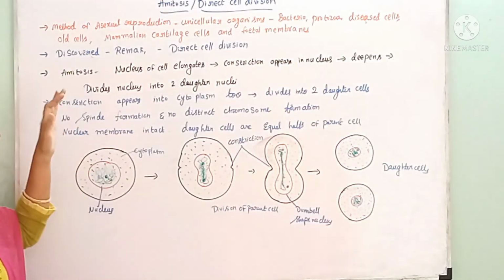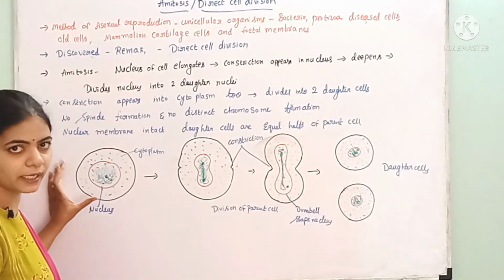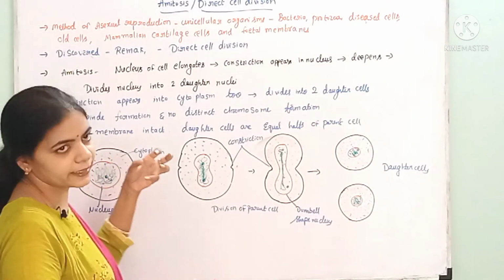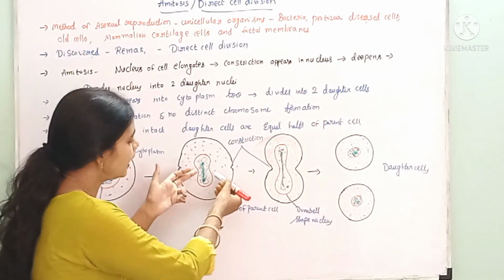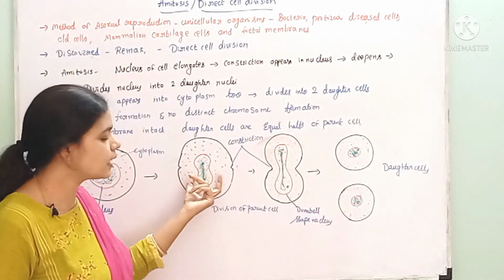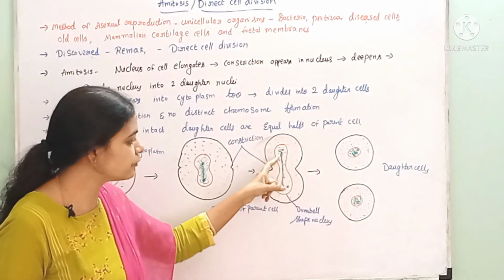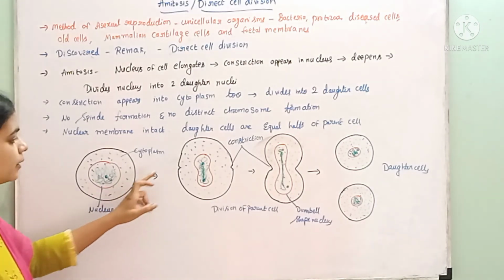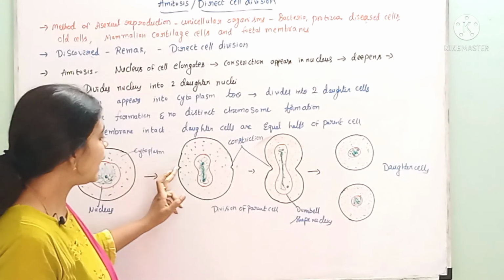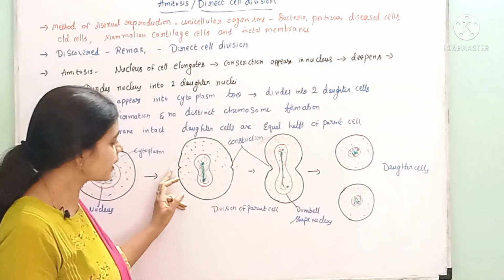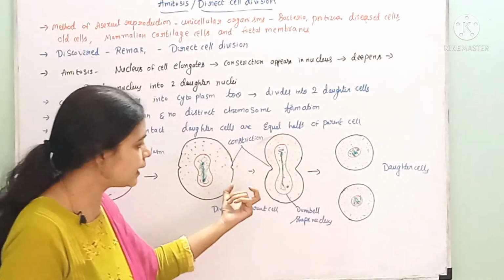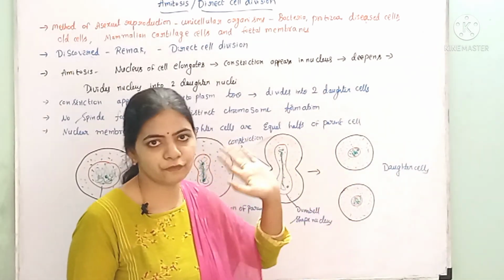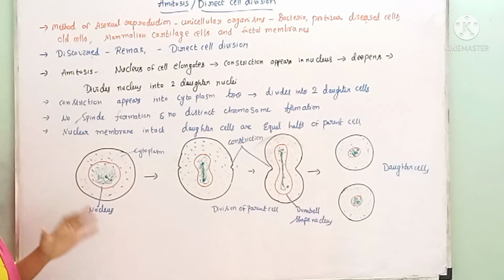And what is the procedure? In amitosis, this is the cell which is undergoing amitosis. Here the nucleus first elongates, and a constriction appears in the nucleus, and that constriction deepens and divides the nucleus into two nuclei. So from one nucleus, two nuclei form. Not only that, the constriction also appears in the cell membrane. Here also the constriction deepens and divides the cytoplasm along with the nucleus into two, resulting in two daughter cells. Like this, the cell divides.